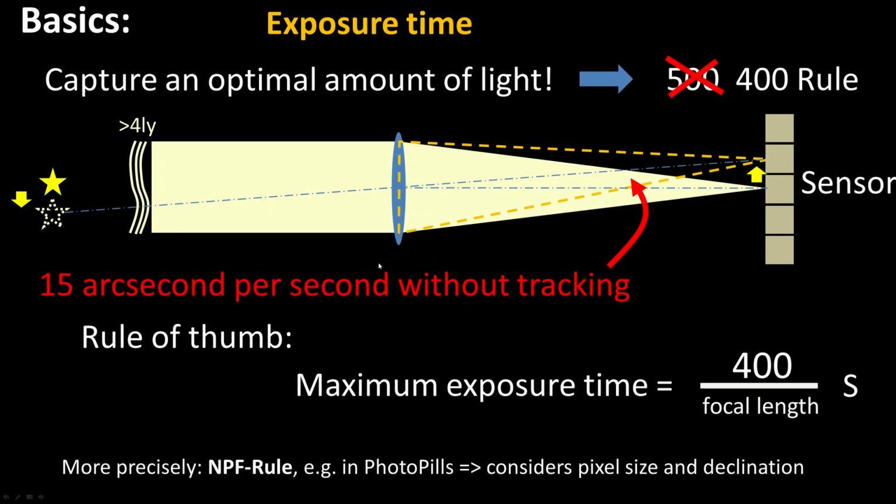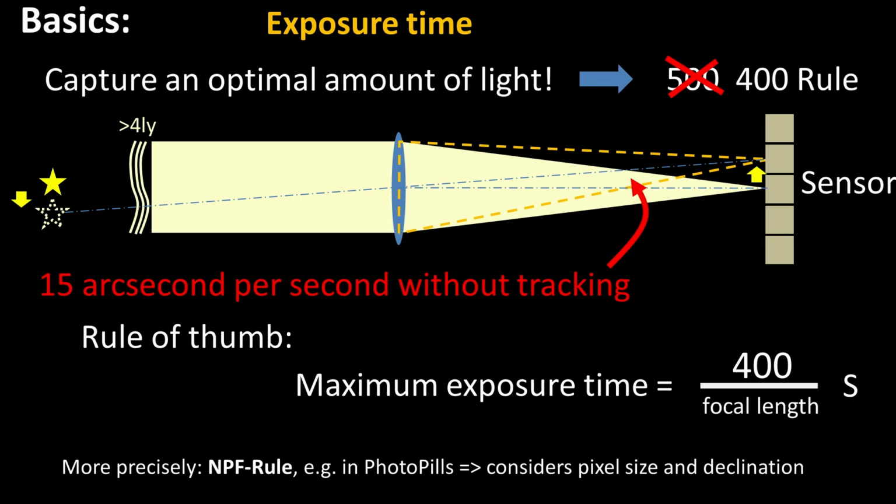Okay, now let's move on to exposure time. With exposure time, you always have to think about the fact that Earth is rotating, and that means, from our point of view, the sky is rotating, and so the stars are moving. They are in fact moving up to 15 arc seconds per second when you don't correct for that motion in your telescope or in your camera.